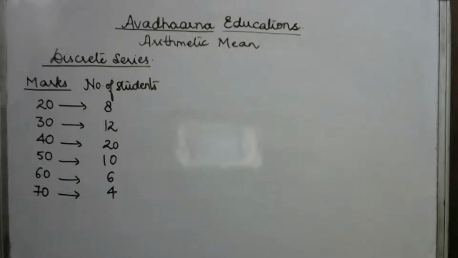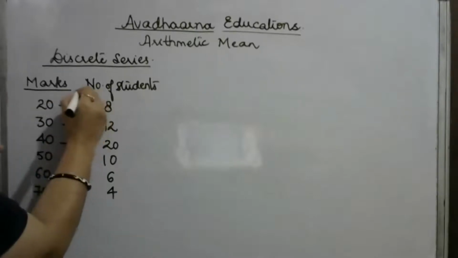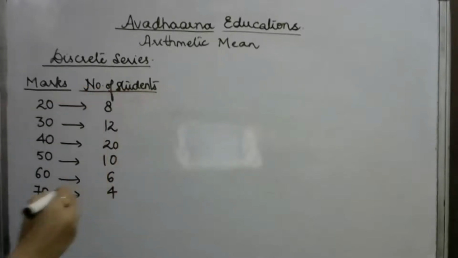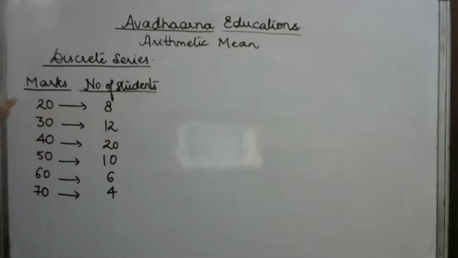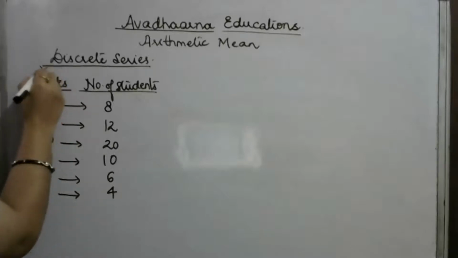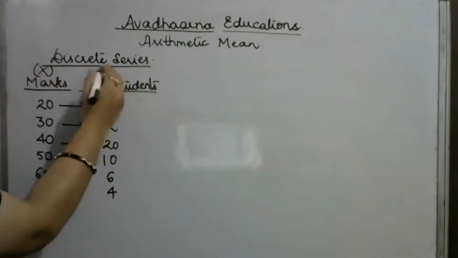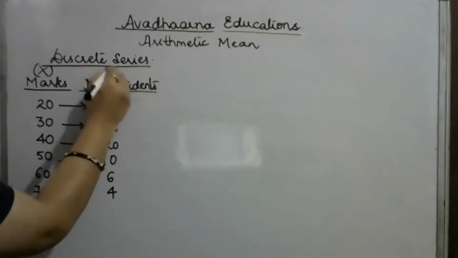So this is my discrete series. Now we know that discrete series is a series in which in front of the x variables there are frequencies. Now in this series you can see that marks are given and these marks are obtained by these many number of students. So marks are going to represent our x variable and number of students are going to represent the frequency.